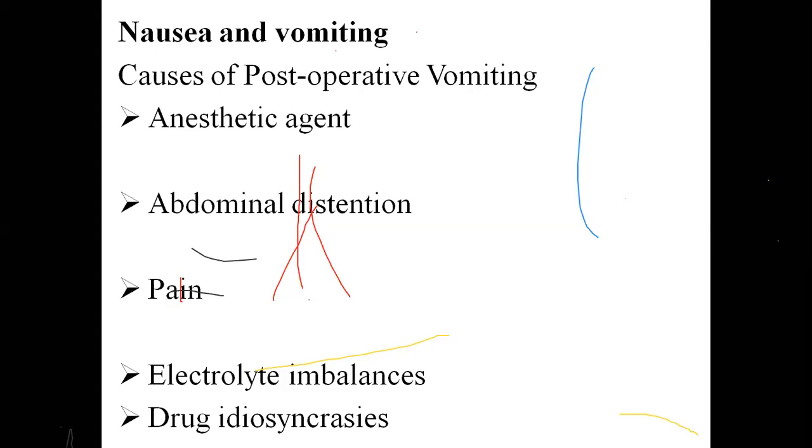And again, when patients have abdominal distension, nausea and vomiting is possible. When patients have severe pain, some of them vomit. And when electrolyte imbalance comes up in patients, the first sign and symptom they show is that they tell you they feel nauseated, and most of them will even vomit. And reaction to some drugs too causes patients to have nausea and vomiting. So how do you prevent this? Next slide.